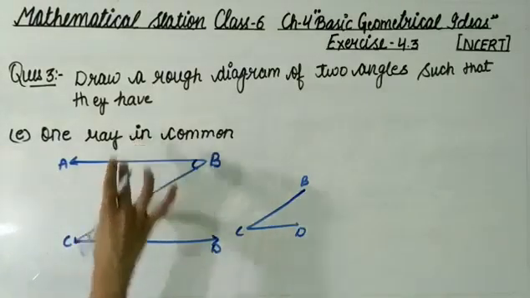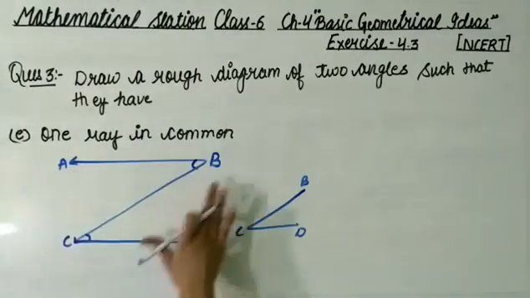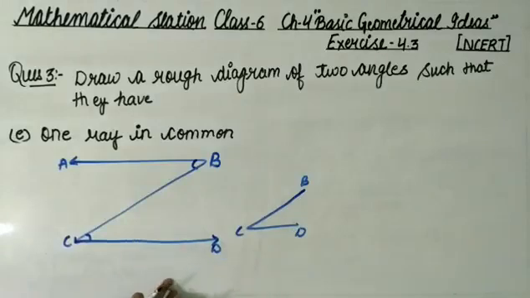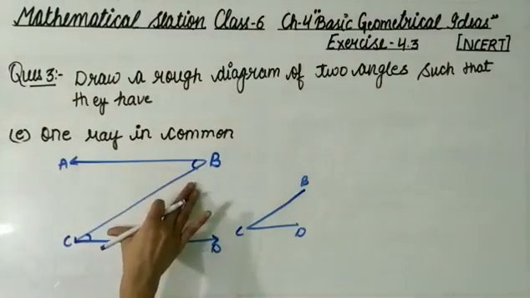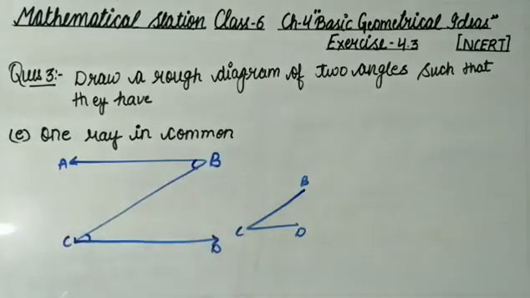For this we will draw a side from C. Now this angle is like this, and ray BC is common in both the angles. One angle is ABC and the other is BCD, where ray BC is common in both. This was our last question of exercise 4.3. Now let us move to the next question.